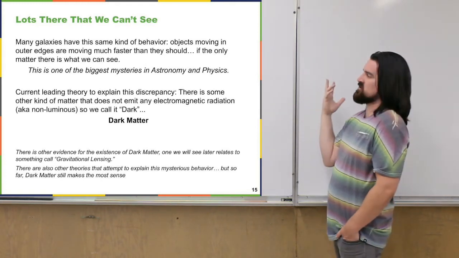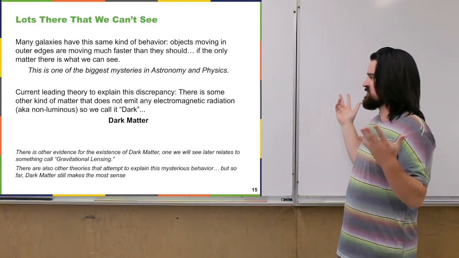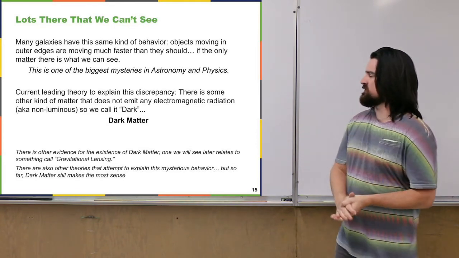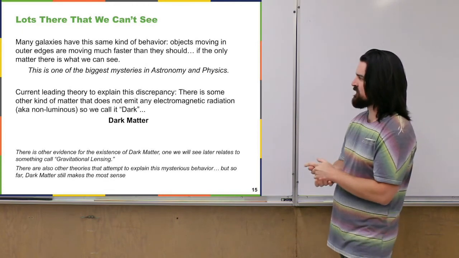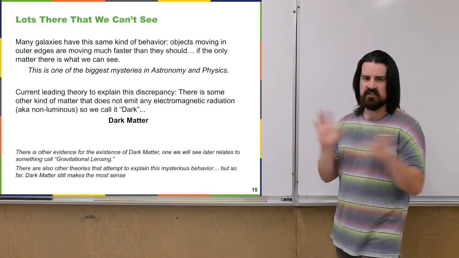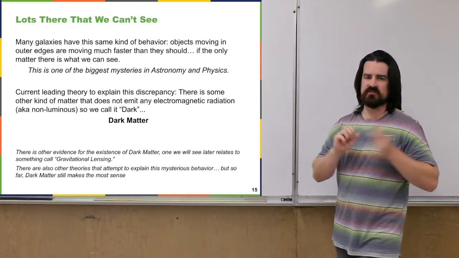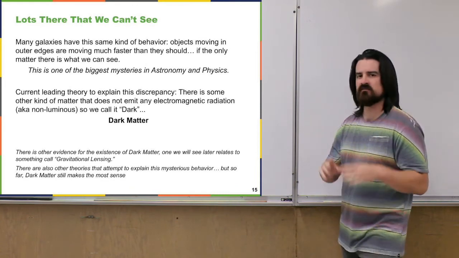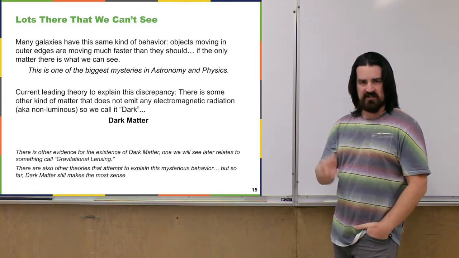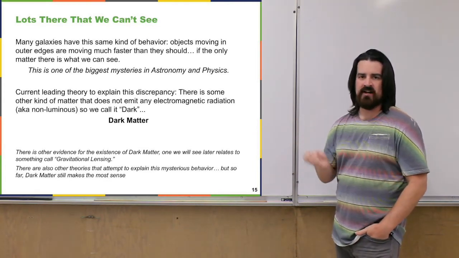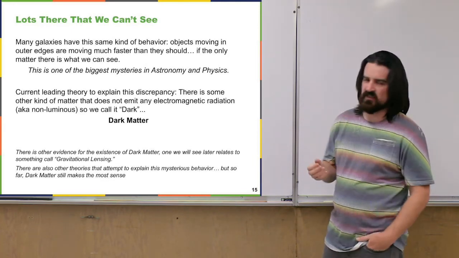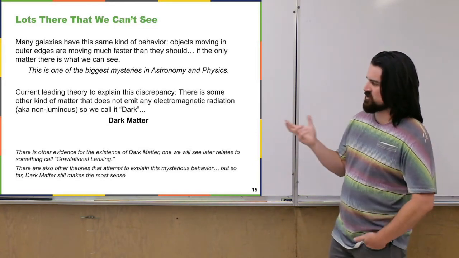What is that stuff? And as I mentioned a couple of times now, the leading theory to explain this discrepancy between what we predict and what we see is that there's just a lot more matter around, and that matter doesn't emit any kind of electromagnetic radiation. It's non-luminous. It's not emitting any kind of light, you can't see it, so we call it dark. This is dark matter. It's matter because it's still massive, and it still has a gravitational pull on things, and that's how we observe its effect.